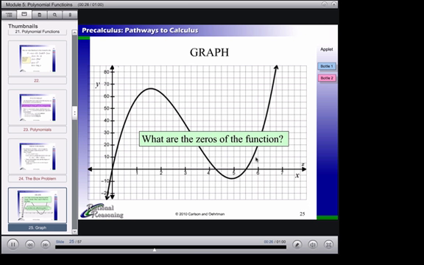Okay, so notice that this is the graph of that function. Notice where we got our x-intercepts: 0, 4.25, 5.5.